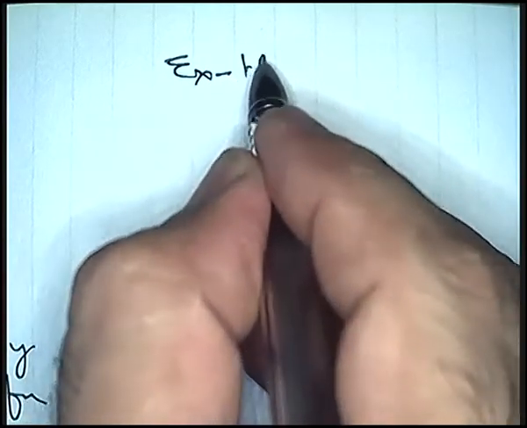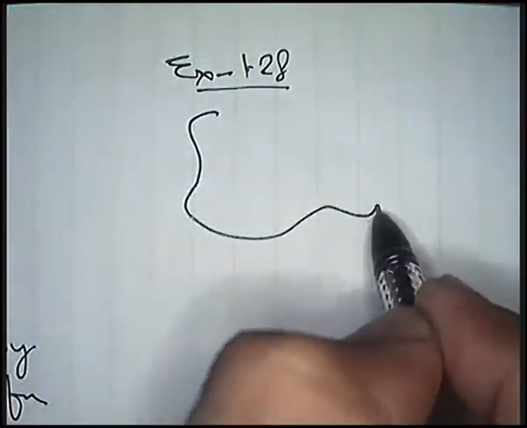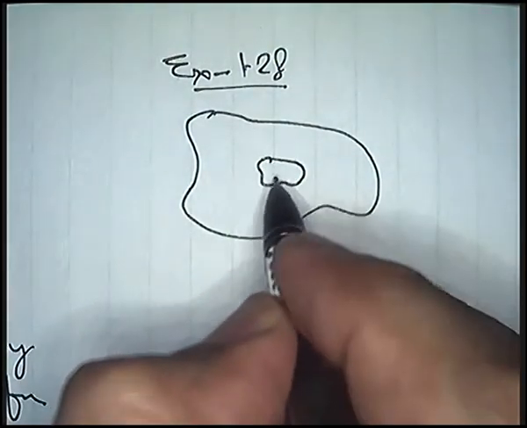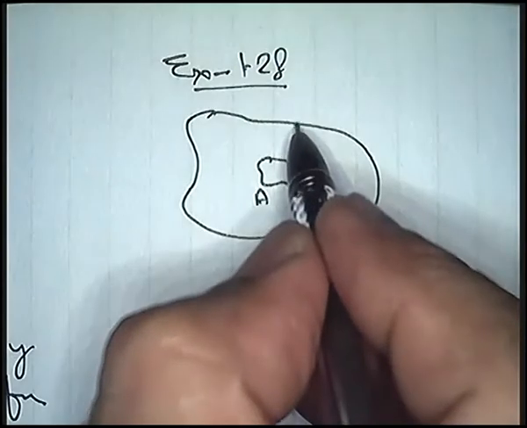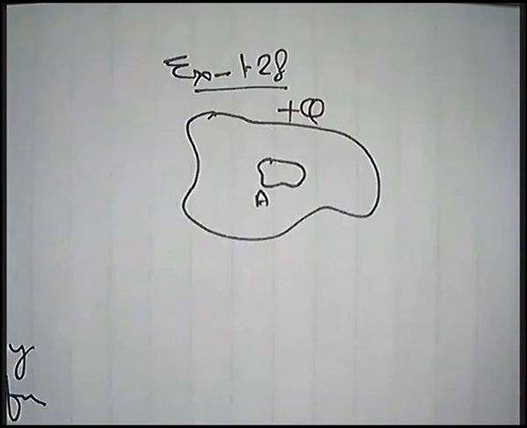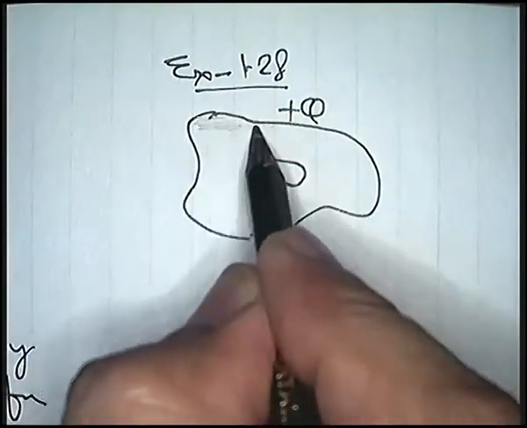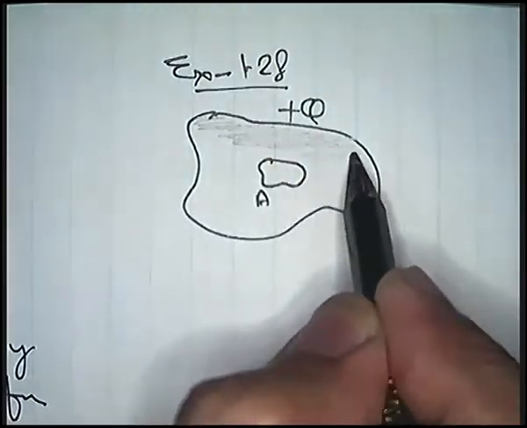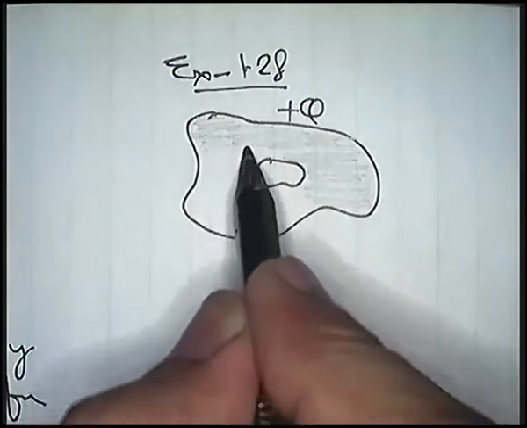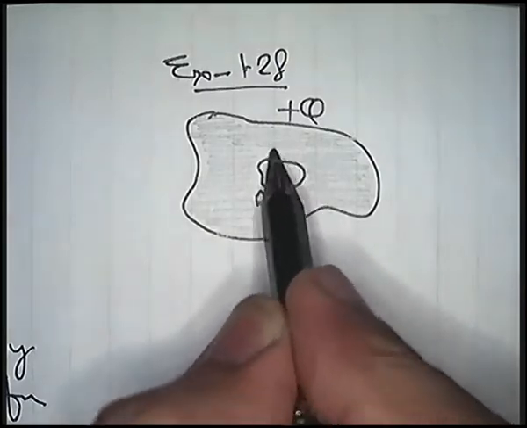Exercise 1.28. There is an irregularly shaped conductor. There is again a cavity A. A charge Q is given to this conductor. First we have to prove that all the charge has to be distributed over the surface of the conductor. There is no charge inside the conductor.